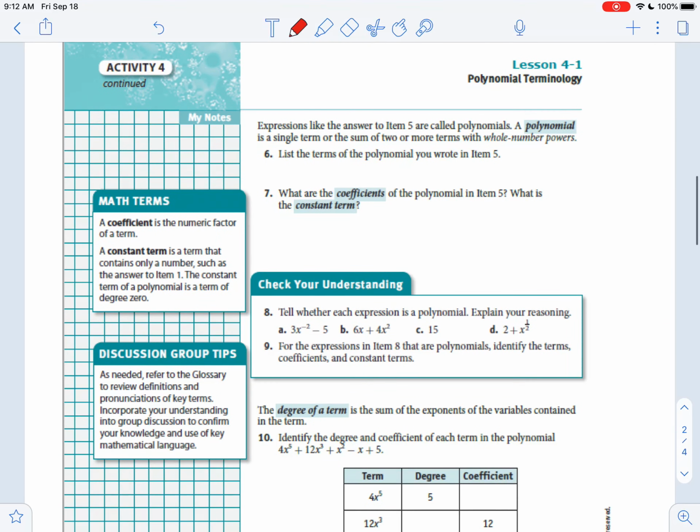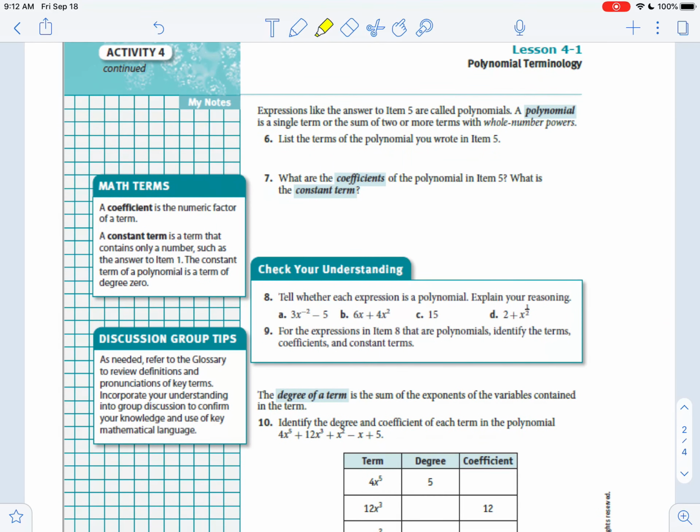Page 2, it says expressions like the answer to number 5 are called polynomials. A polynomial is a single term or the sum of 2 or more terms with whole number powers. Okay, so you need whole number powers to be considered a polynomial. So if I list the terms from the polynomial I wrote in item 5, I wrote a term of 5x squared, a term of 4x, and a constant of 16, which is also a term. And then we had put them together with addition signs, and that made it an expression.